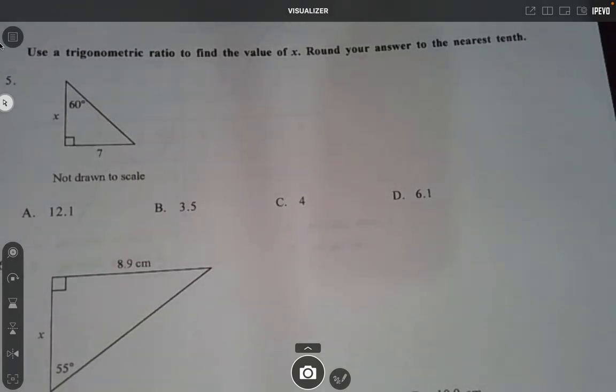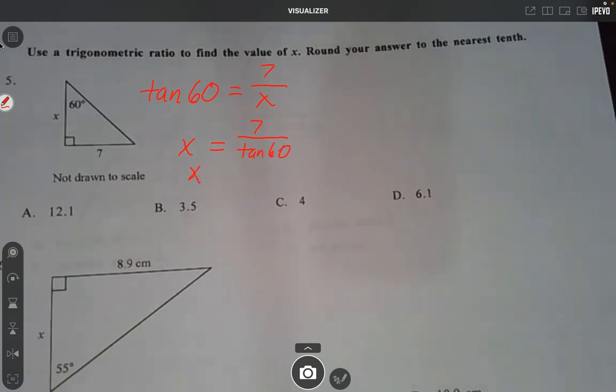Now, this one, use a trig ratio and find x. So is it sine, cosine, or tangent? If we start right here, sine is going to be opposite over hypotenuse. It's going to have to be the tangent. So I would write the tangent of 60 equals opposite over adjacent. Does everybody understand that? How do you solve for x though? You switch them, and you'll write x over here and tangent of 60 over here.